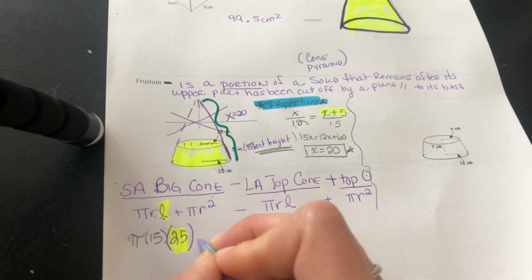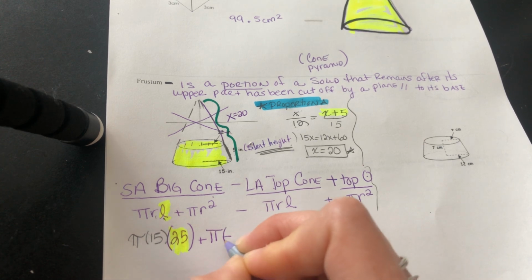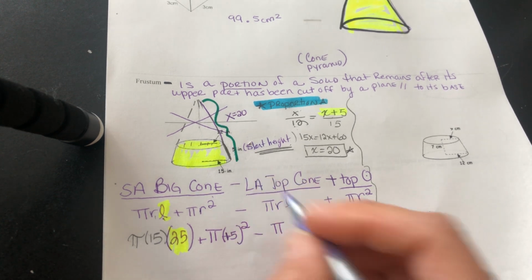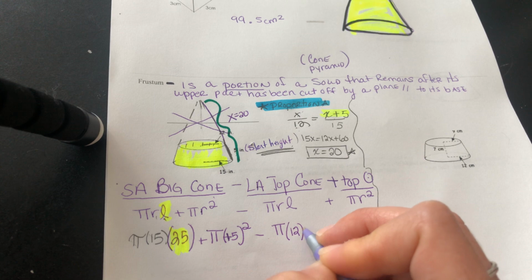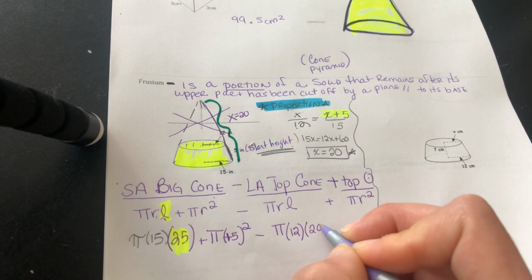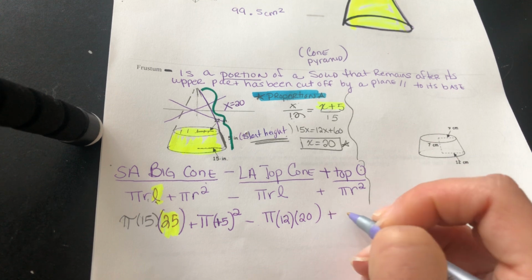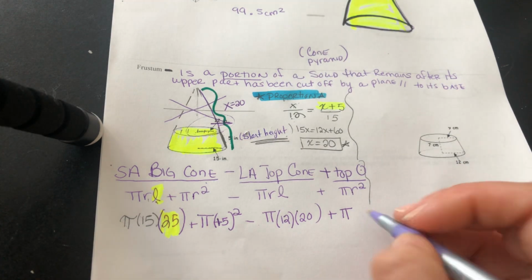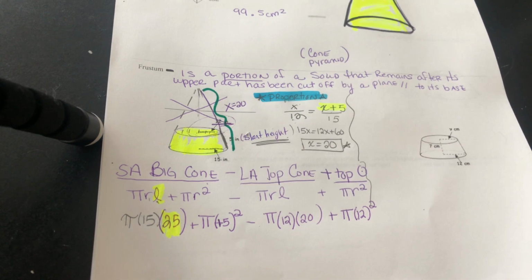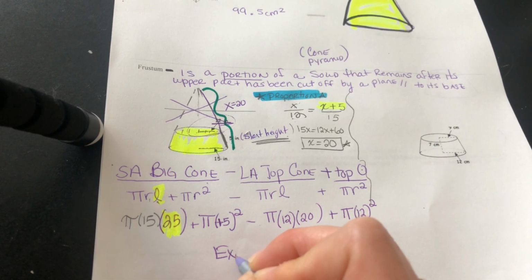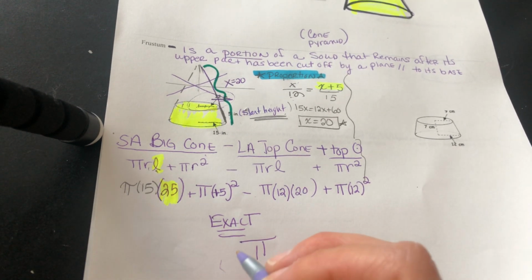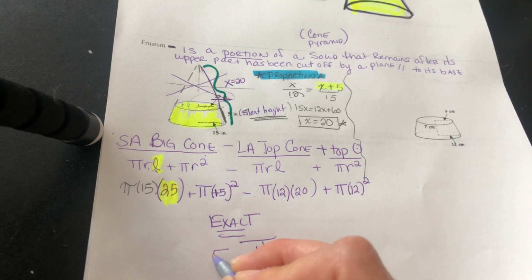And then, plus pi, my radius of the big one is 15 squared, minus pi, the radius of the top is 12, the slant height of the top is 20. See how helpful this is? You're just not really having to think. Plus pi, the radius is that radius. I need to use this one because that's of the top. Once you put that all in your calculator, we're going to find the exact answer, so put everything but pi and attach pi at the end. And here's what you get as your answer if you put all of that in.